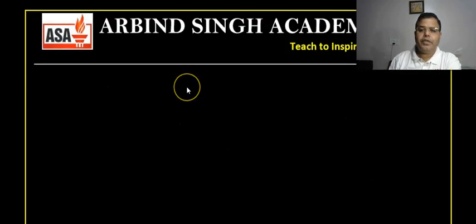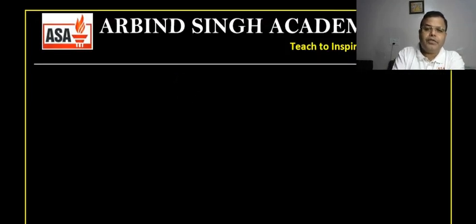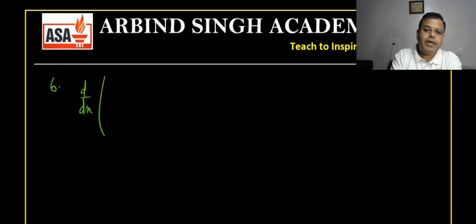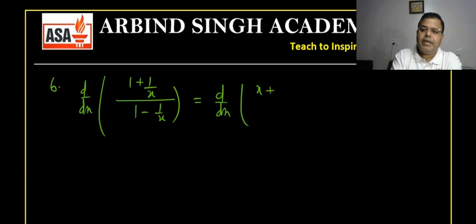And now question number 6. Question number 6 is that d by dx of, we have to calculate, (1 plus 1 by x) divided by (1 minus 1 by x). So it will be better to simplify first. That will be x plus 1, and that will be x minus 1. In numerator and denominator, both x will cancel out.